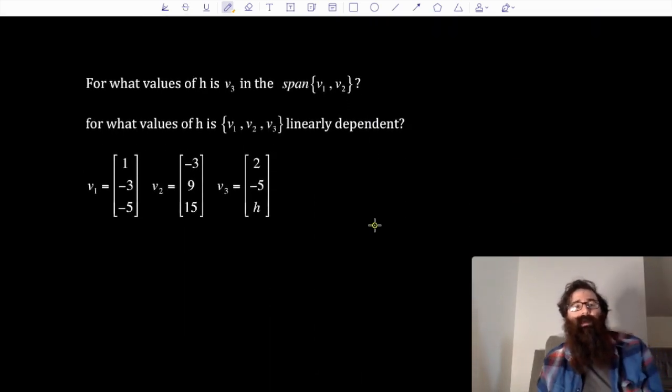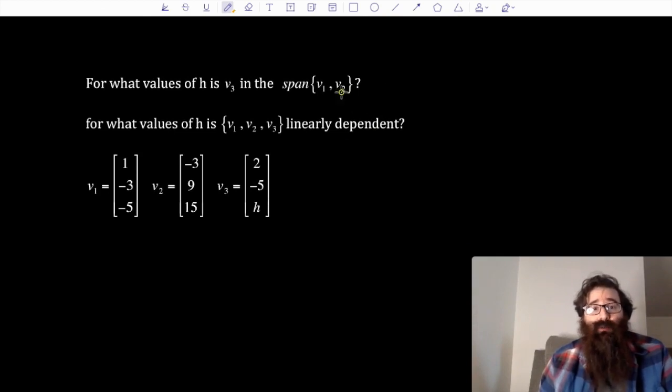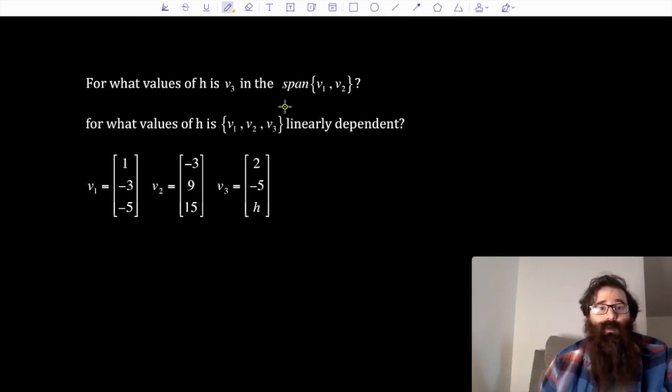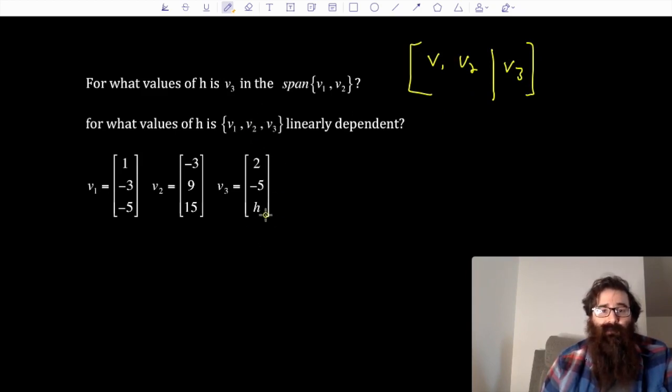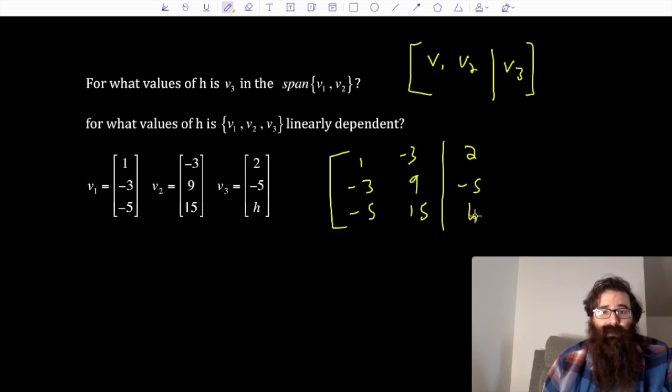Let's take a look at this example now. And here we're sort of talking about something we discussed earlier on, along with some new topic for us. I want to know for what value of h is vector v3 in the span of v1 and v2. Now, in order to answer this question, remember what we have to do. We want to take vectors v1 and v2 as columns and augment that with vector v3 and try to solve for what h would be. And notice this third vector v3 has mention of h in it, or we don't know what h is, some constant, right? So I can actually set that up, making my first column 1, -3, -5, my second column -3, 9, 15, and then augmenting with vector v3 with entries 2, -5, h.